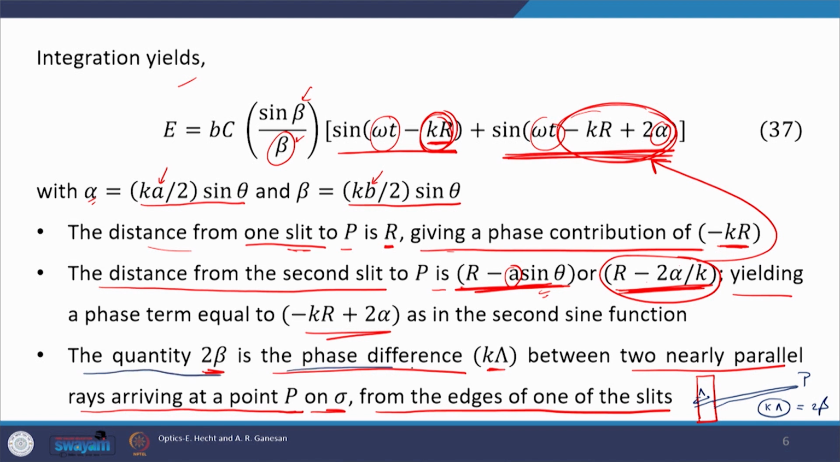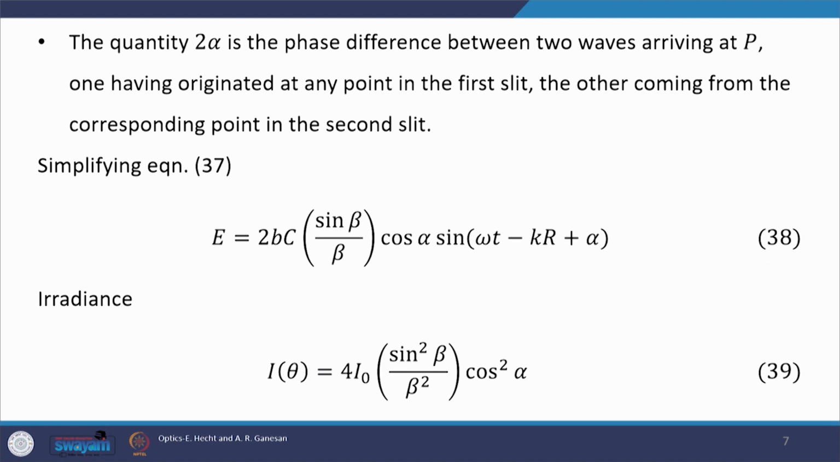The quantity 2 beta is the phase difference between two nearly parallel rays arriving at point P on sigma from the edges of one of the slits. These two points are on the edges of the slit, and the rays originating from these edges are coming to the point of observation P. But do remember, this slit has now reduced down to this horizontal line source, and these rays are coming from these edges. Now, the quantity 2 alpha, what is the 2 alpha here?